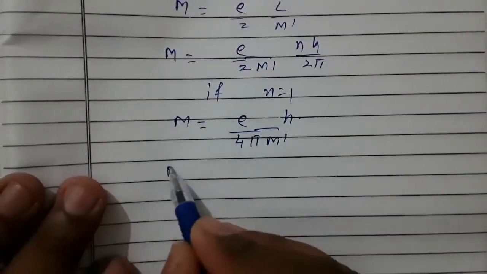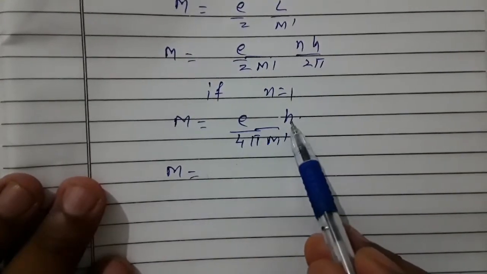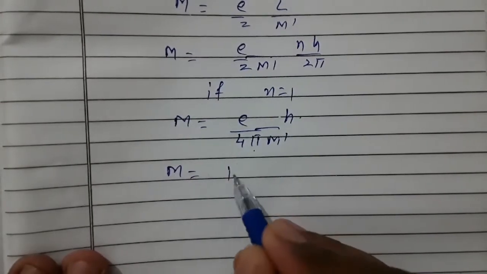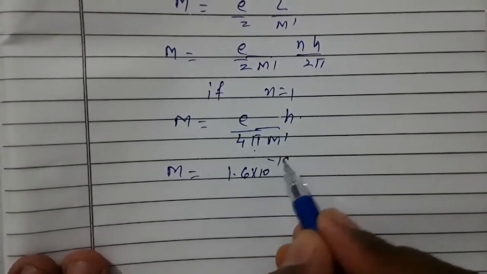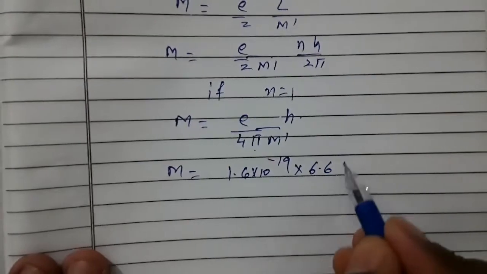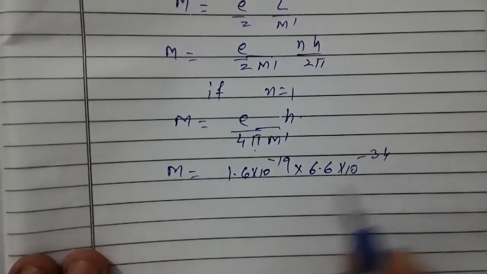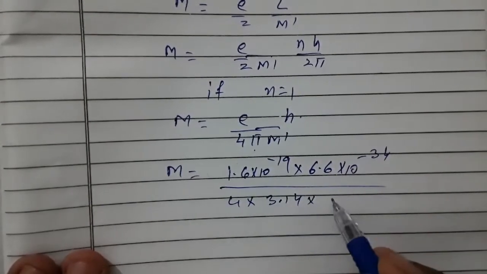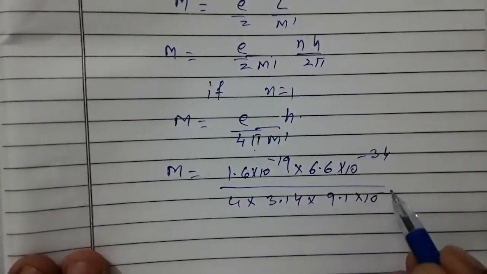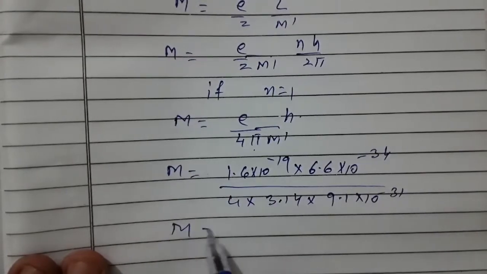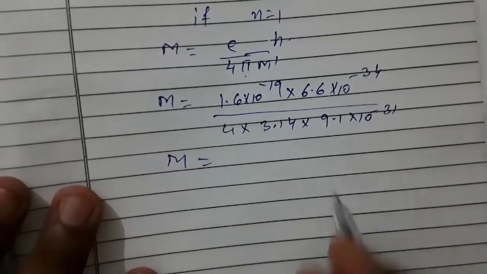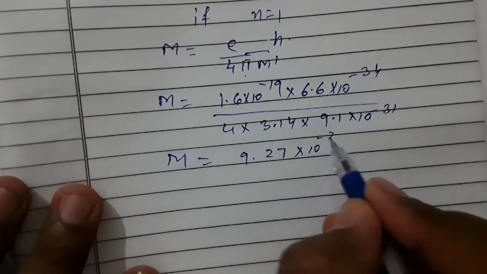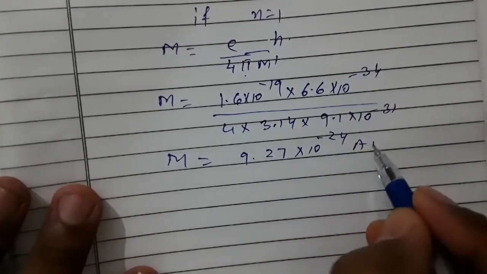Now putting the values of e, Planck constant, pi and mass of the electron: 1.6 into 10 power minus 19, Planck constant 6.6 into 10 power minus 34, upon 4 into pi, where pi is 3.14, and mass of the electron 9.1 into 10 power minus 31. We get the value of M as 9.27 into 10 power minus 24 ampere meter cube.